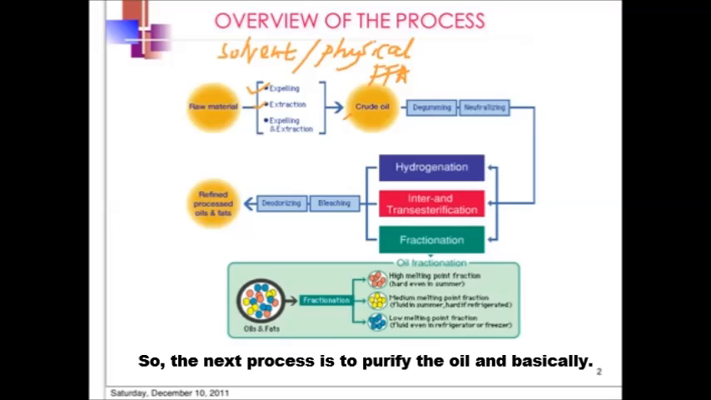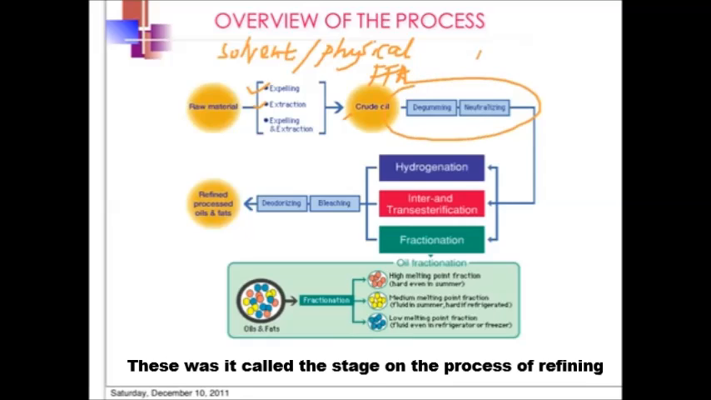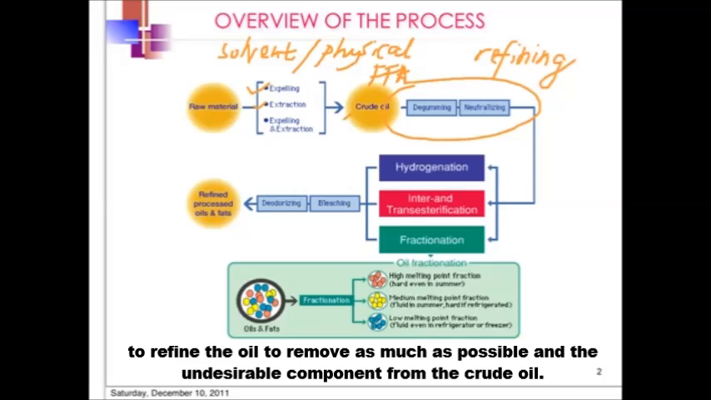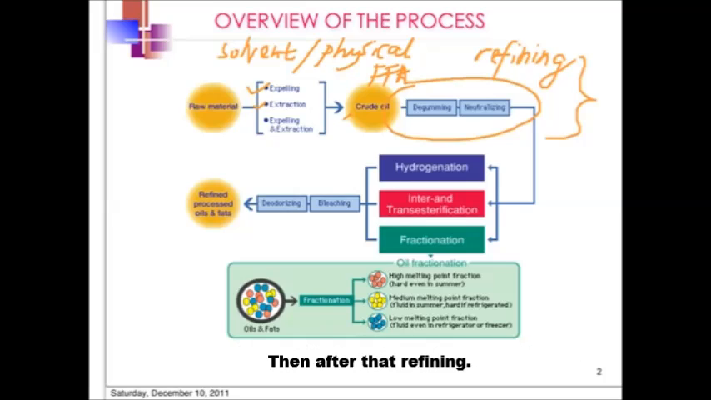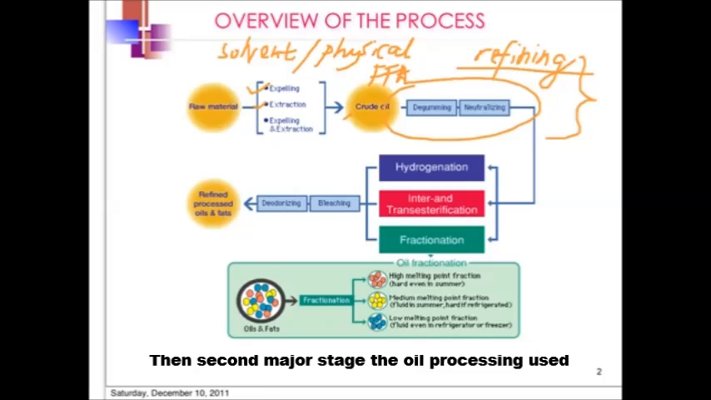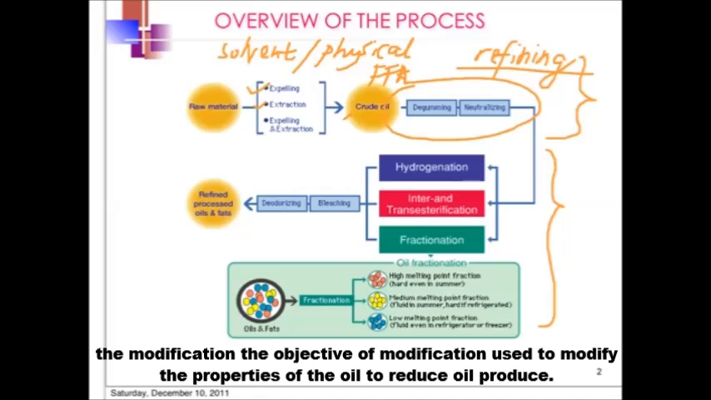So the next process is to purify the oil, and basically this is what we call the stage or the process of refining. To refine the oil, to remove as much as possible the undesirable components from the crude oil. So the first stage of the oil processing is to extract the oil to get the crude oil. Then after that, refining. Then the second major stage in the oil processing is the modification.